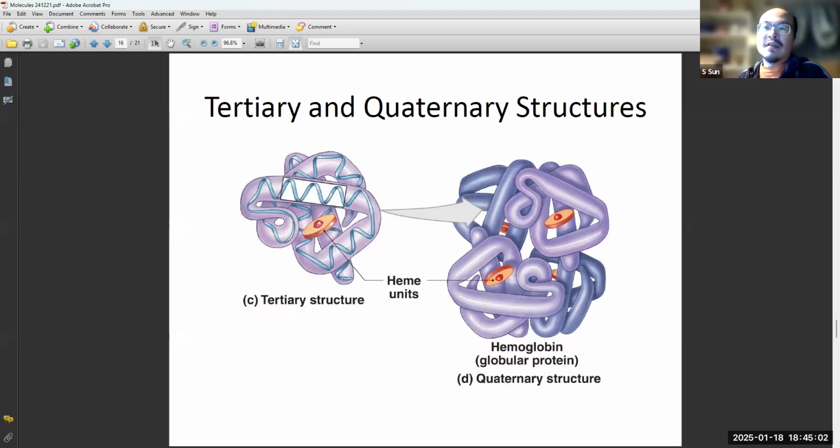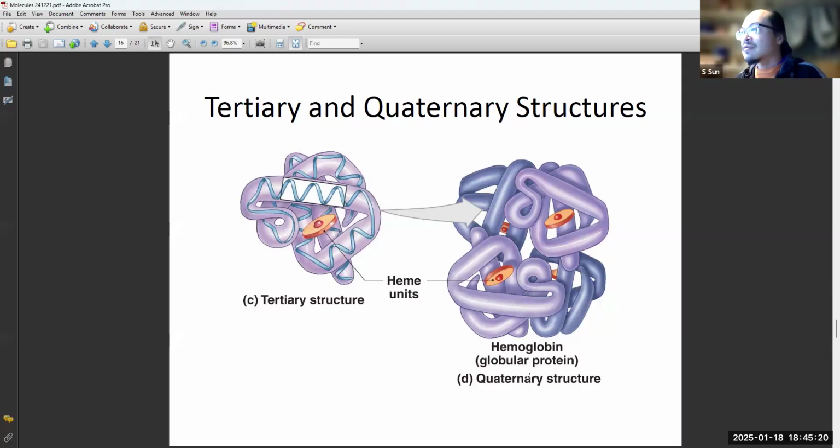You need multiple chains, more than one. So you have 1, 2, 3, 4. You have 4 of these chains put together to become the finalized protein. So this is a quaternary structure.